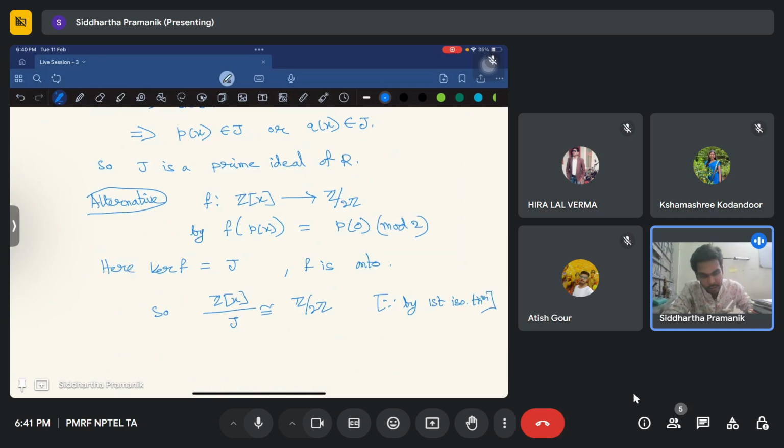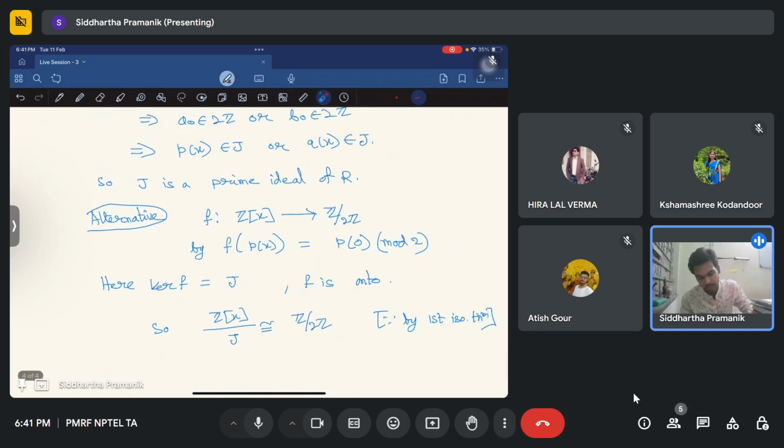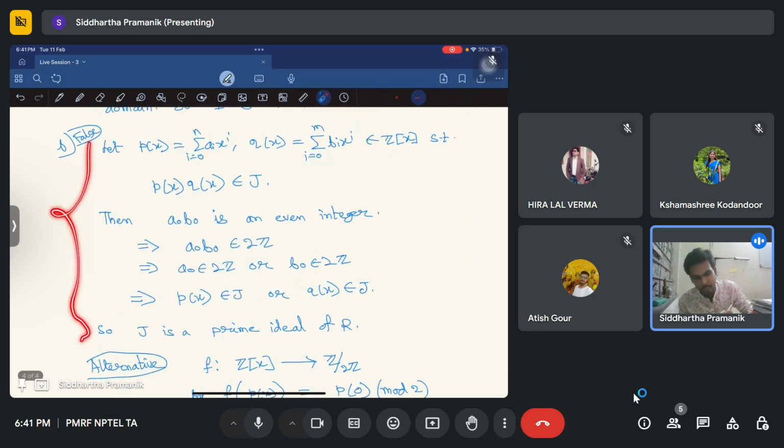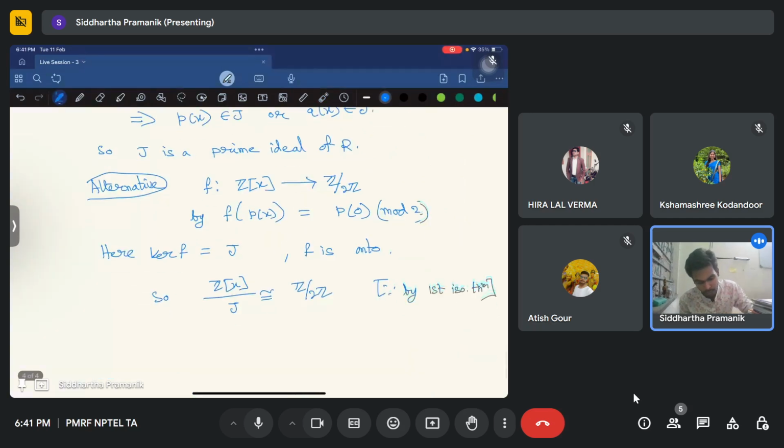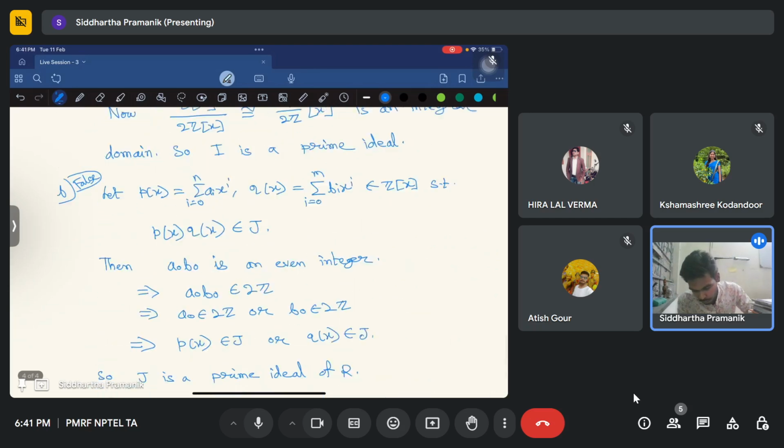So you can check these facts. In that case, Z mod 2Z is an integral domain, or even a field. So this ideal will be a maximal ideal. So you can prove this in this way also. But the earlier method just uses the definition of prime ideal and nothing else. So you should know both methods. I hope you have understood this. Okay, let's move on to another problem.